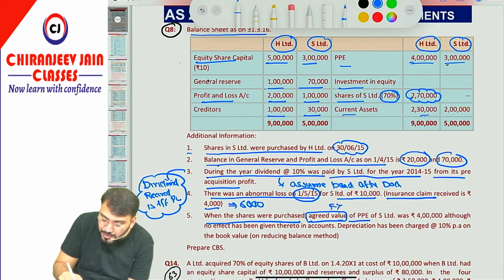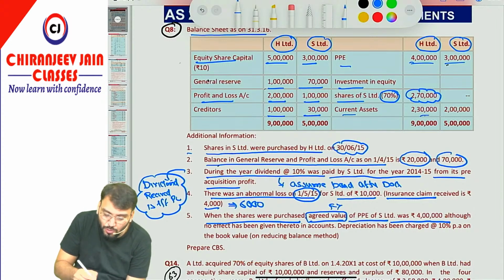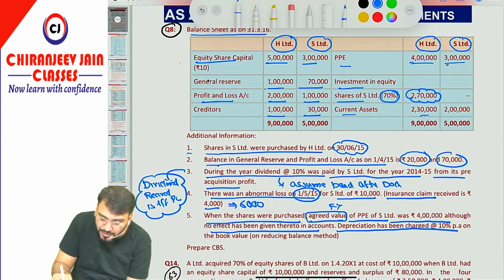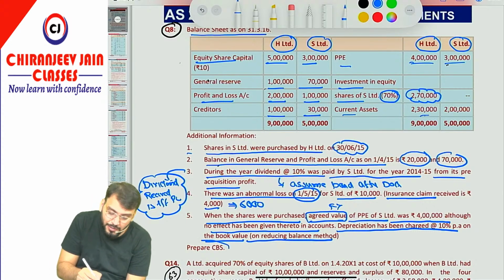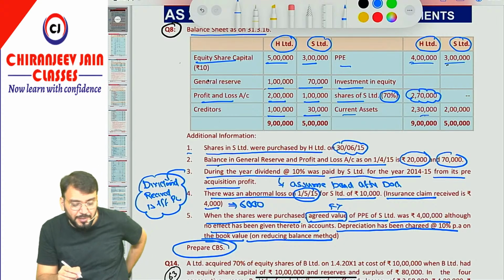When the shares were purchased, the agreed value, meaning fair value, of PP of S Limited was 4 lakh. Although no effect has been given thereto in the accounts, depreciation has been charged at the rate of 10% per annum on book value on the reducing balance method. Even though the reducing balance method is not stated, we will assume it. The requirement is to prepare CVS. Can we prepare?